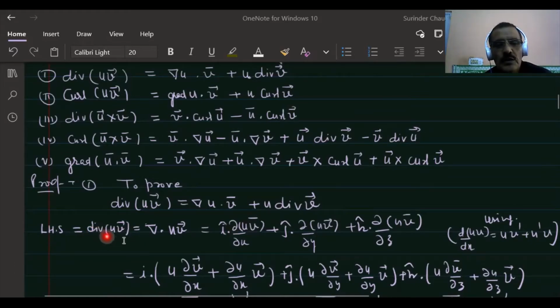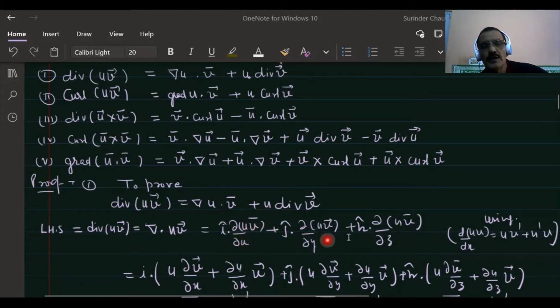What does this mean? Del dot u v vector. So operate it, substitute the del operator here, and the derivative operator on u v vector, where u is a scalar function and v a vector function. This is equal to i dot partial of u v vector with respect to x plus j dot partial of u v vector with respect to y plus k dot partial of u v vector with respect to z. Now apply the product formula.